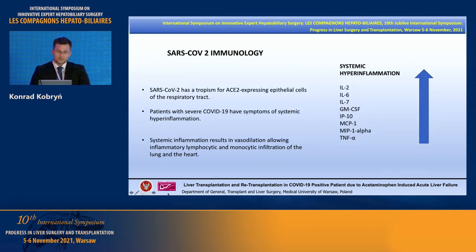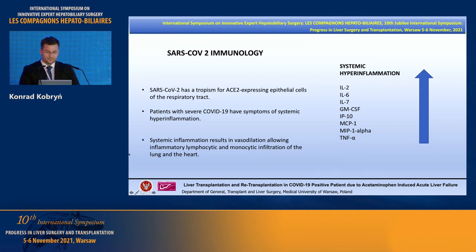So looking at the immunology of SARS-CoV-2, we have to remember the tropism for ACE2 expressing epithelial cells of the respiratory tract, which is the first thing which is visible in the clinical presentation of patients. Now, patients with severe COVID-19 have symptoms of systemic hyperinflammation, and the systemic inflammation results in vasodilation, allowing inflammatory lymphocytic and monocytic infiltration of the lung and heart.